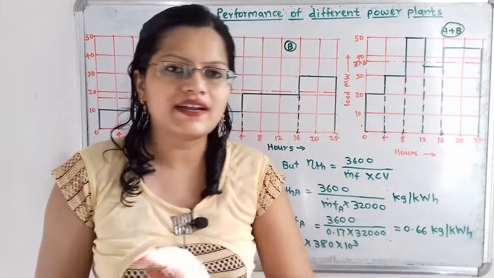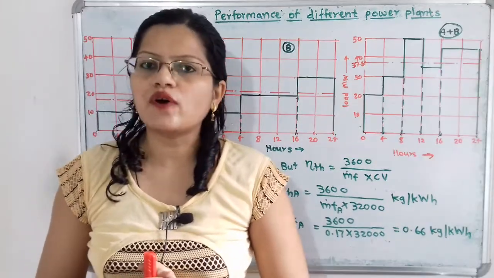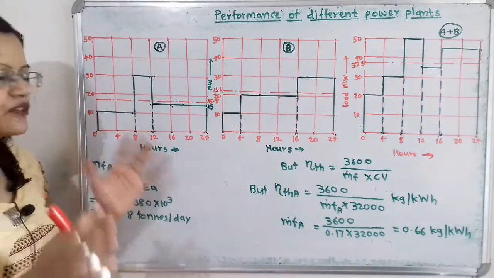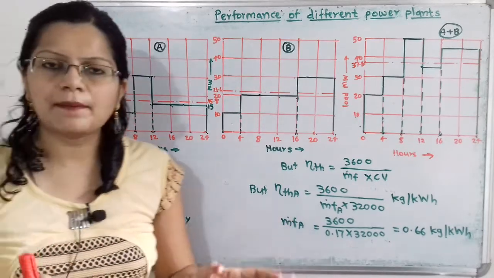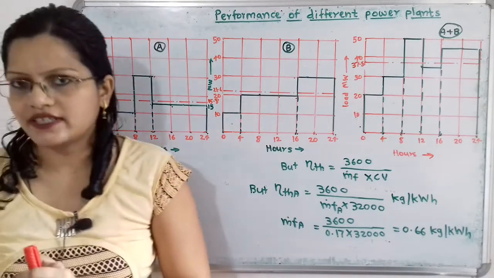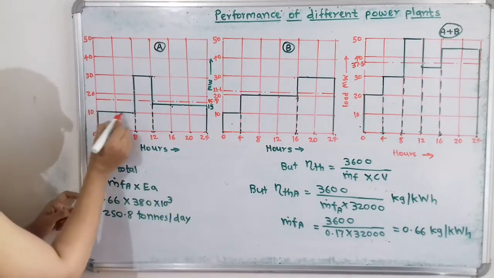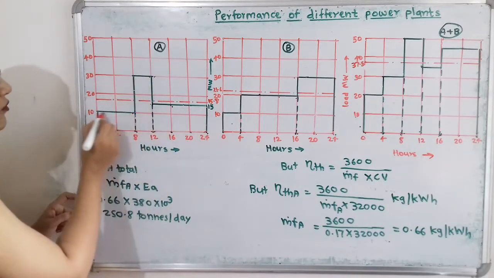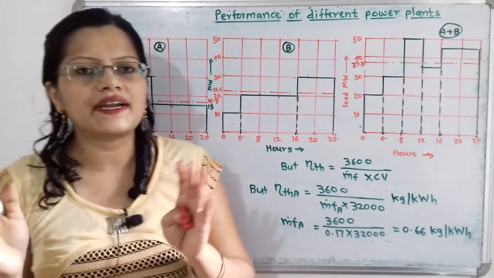kilogram per kilowatt hour. Now we will calculate the total mass of fuel supplied to consumer A. The formula is the mass of fuel supplied per unit time multiplied by energy generated. The energy generated for consumer A is nothing but the area under this load curve, and we have already calculated this area under the load curve, that is 380 megawatt hour.